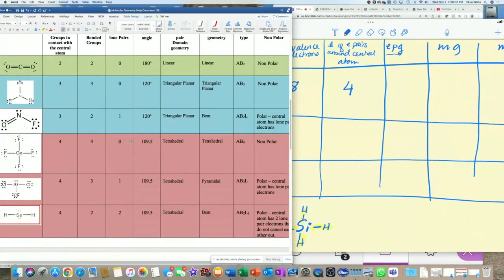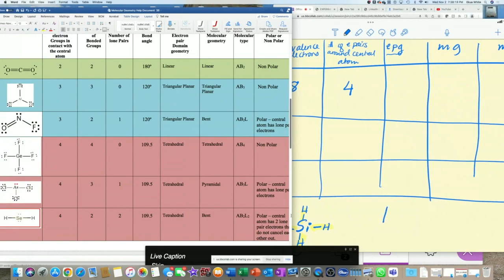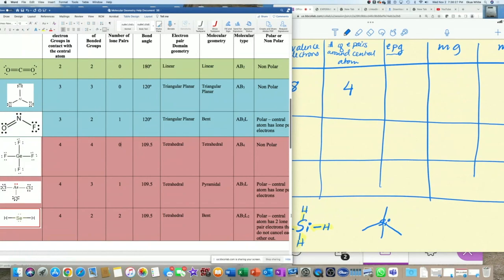So what else do we need? Electron pair geometry. The electron pair geometry will be tetrahedral because all four groups are bonded groups and they will form this shape around the central atom. Based on the VSEPR theory, the VSEPR theory tells us how the valence shell electron pairs actually repel each other to form the geometric figures.